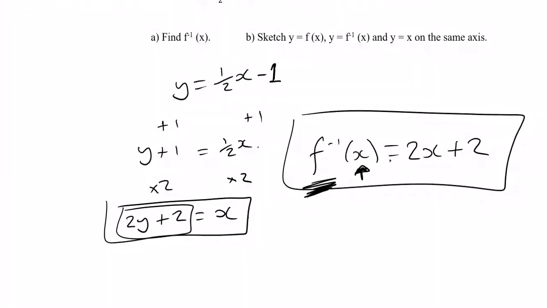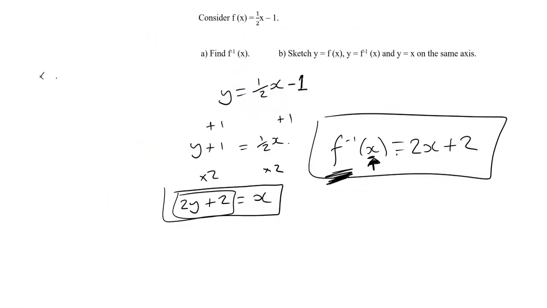Now, I didn't have to use y. I could have used any symbol at all. It was just something to operate on to help us to undo those steps. But whatever you do, you must rewrite it at the end in terms of x, because we were asked for that function acting on an x.